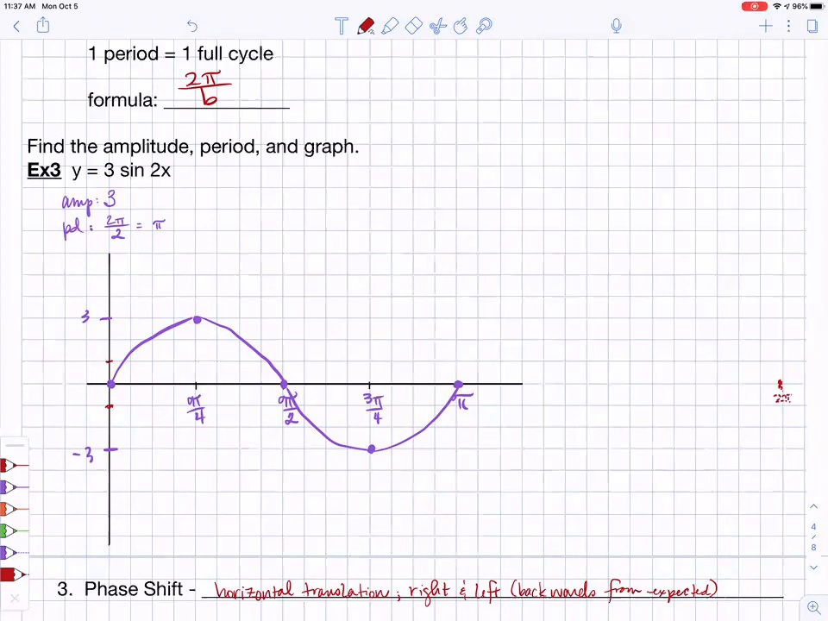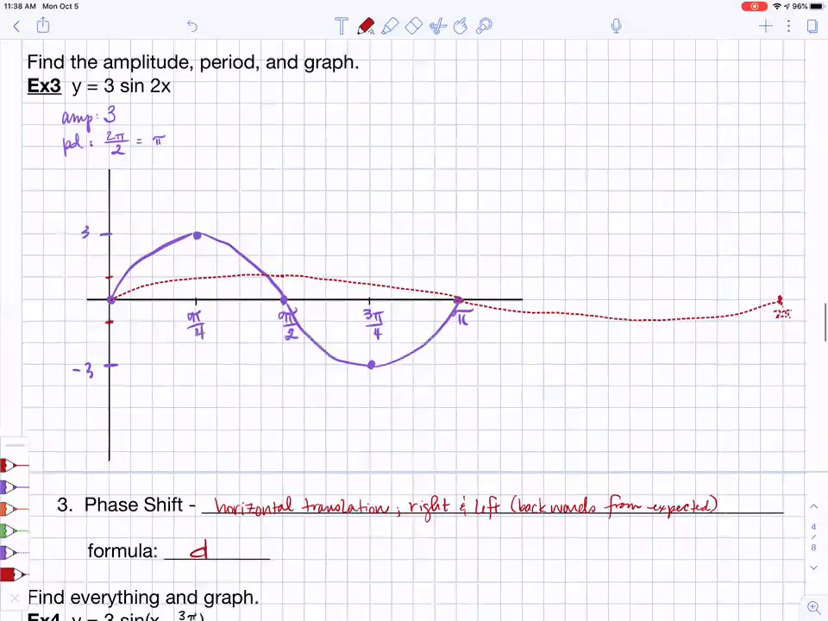So that would mean my parent graph would look something like, it's kind of wiggly there, but you get the idea. So does it look different than the parent? Yeah, absolutely it does. So this was a horizontal compress. We squished our guy in side to side, but there was also a vertical stretch. We made him taller. Okay. All right. Moving on. Number 4.